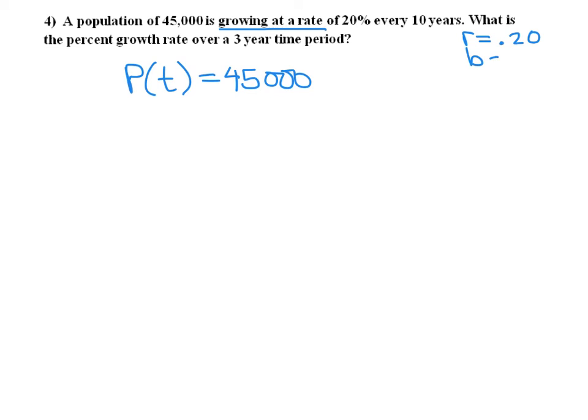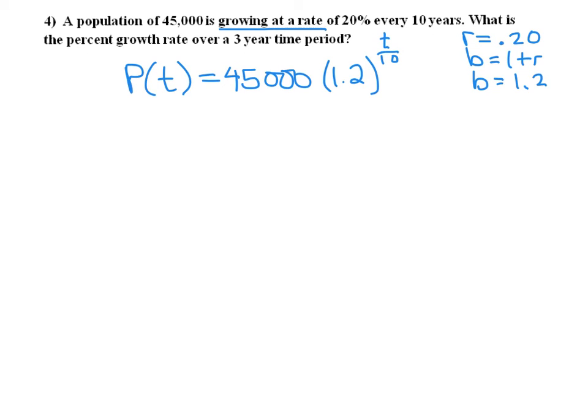So my b is going to be equal to 1 plus r. So b is equal to 1 plus 0.2, or 1.2 as the b. Write that inside of your parentheses, so 1.2. Now, this is the growth rate every 10 years. So that tells me to make my exponent t divided by 10.